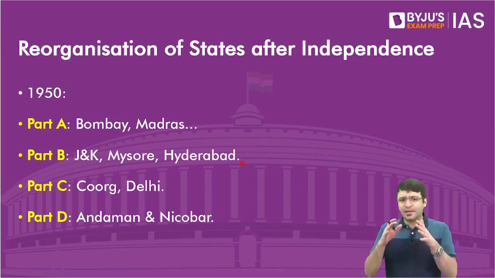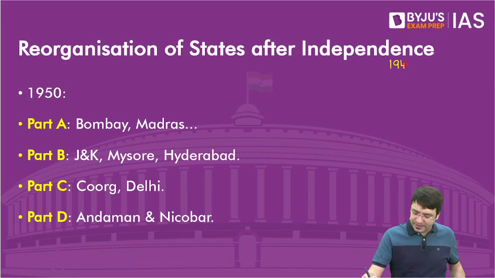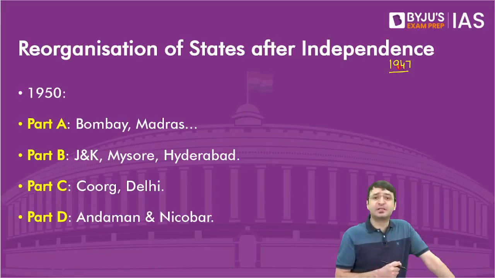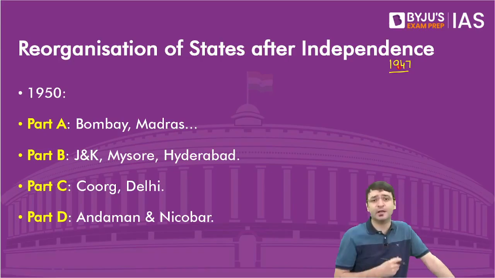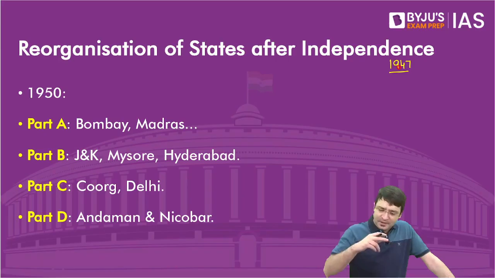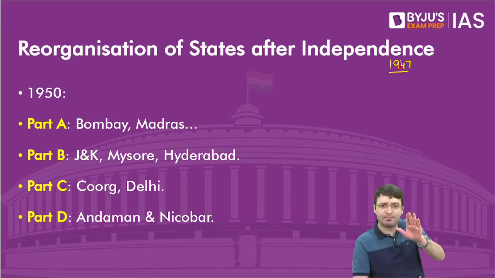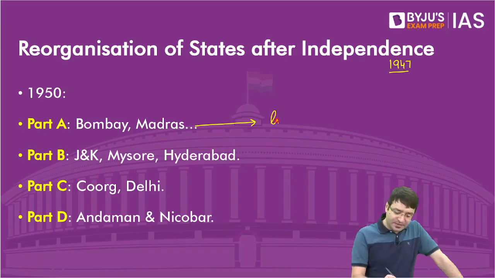Now let's look at the reorganization of our country. In 1947, when India got independence, there was a large set of princely states as well. Princely states were governed by the princes, and were not part of India as such, as a political entity, but were governed separately. In 1950, when the Constitution was enacted, the entire territory of India was divided into four parts: Part A, Part B, Part C, Part D. Part A had those areas which were previously under the Governor General.